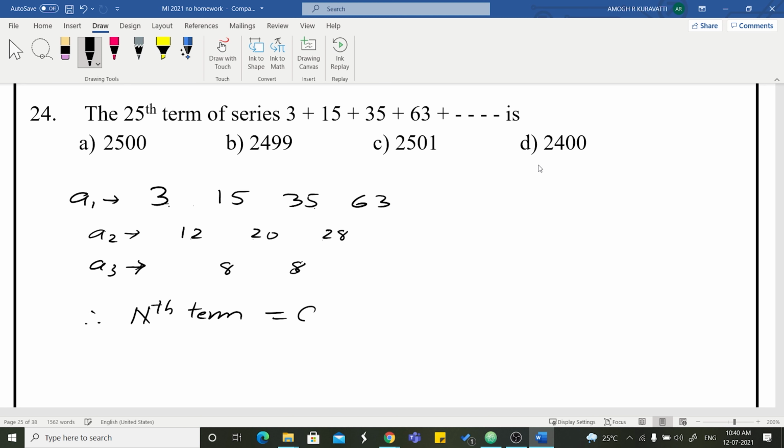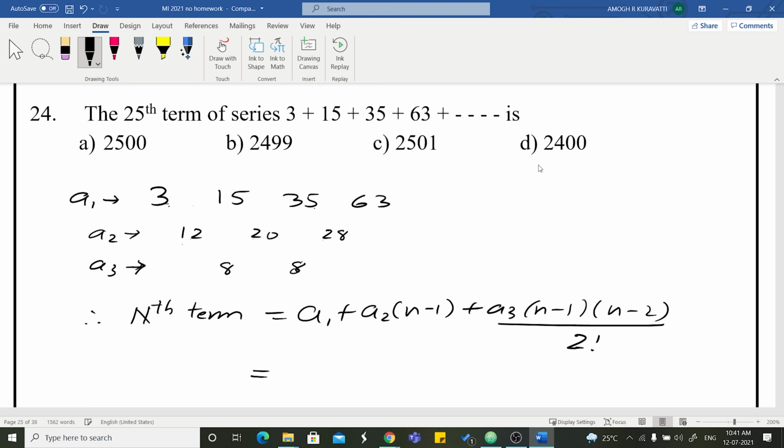So nth term is equal to first term A1 plus second term A2 into n minus 1, plus third term A3 into n minus 1, n minus 2 divided by 2 factorial. Suppose one more term is there, A4, how to write? Plus A4 into n minus 1, n minus 2, n minus 3 by 3 factorial, and so on up to nth term. Okay, here only 3 terms. Okay, now substituting the values. A1 value is 3.